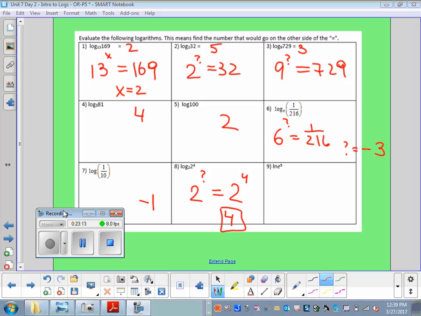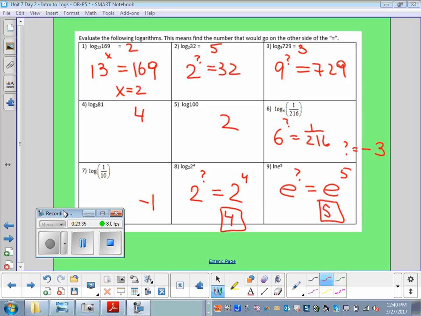And so what would be the natural log of e to the power of 5? Okay, so let's rewrite this in exponential form. What is my base? E. E to the power of what equals e to the 5? So what is my answer? 5.